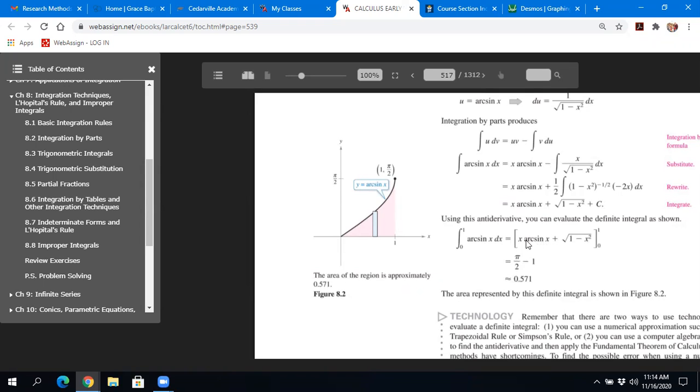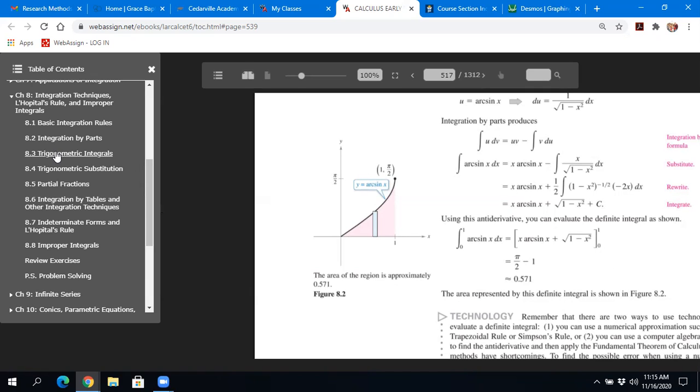And then you subtract this thing with 0 plugged in. Well, 0 is going to kill off this x arcsine of x, yes? And then if you plug 0 in here, you get 1. So you get pi over 2 minus 1 for the definite integral, okay? That's a couple of nice examples using integration by parts, okay?